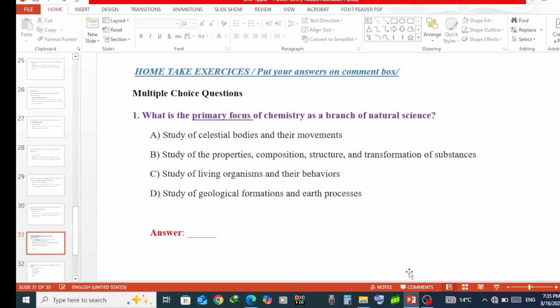Question number 1 says, what is the primary focus of chemistry as a branch of natural science? A. Study of celestial bodies and their movements. B. Study of the properties, composition, structure, and transformation of substances. C. Study of living organisms and their behaviors. D. Study of geological formations and earth processes.